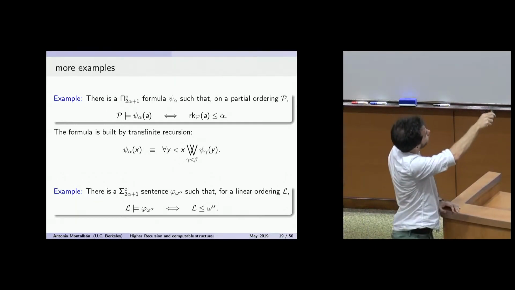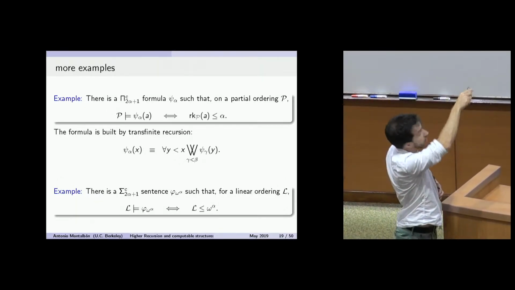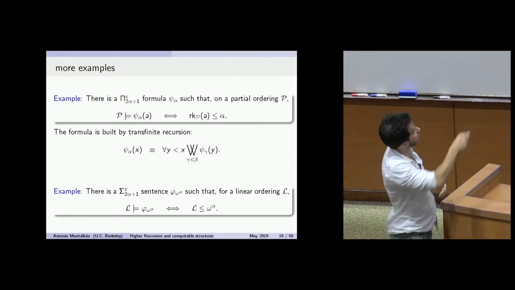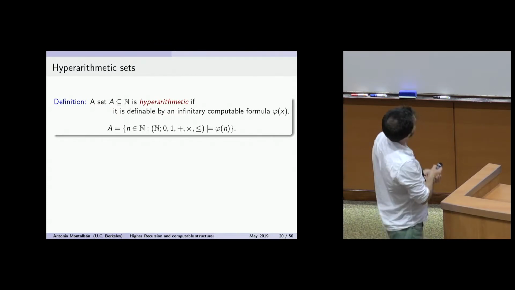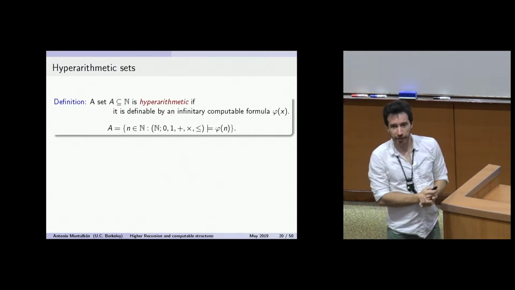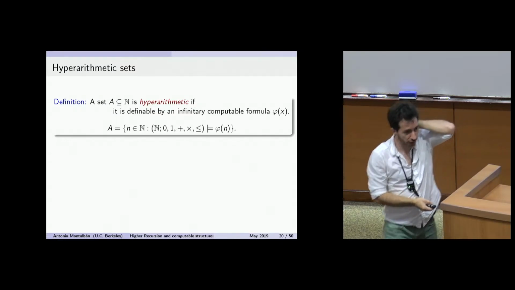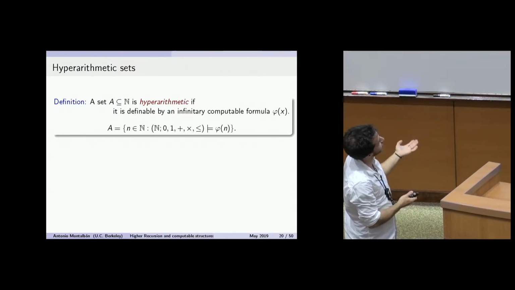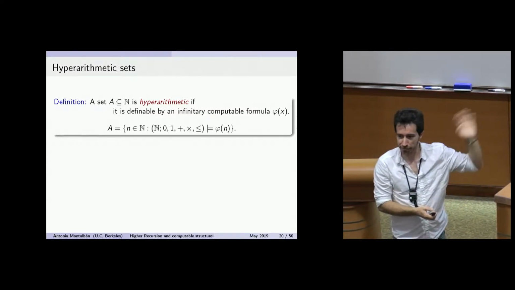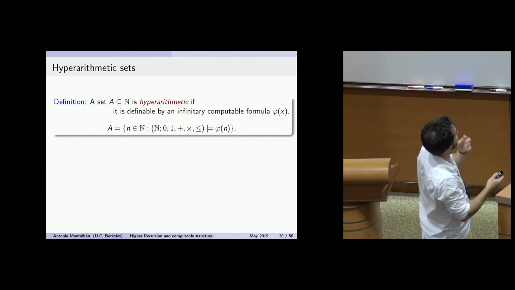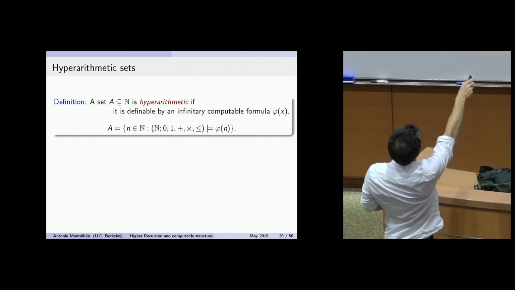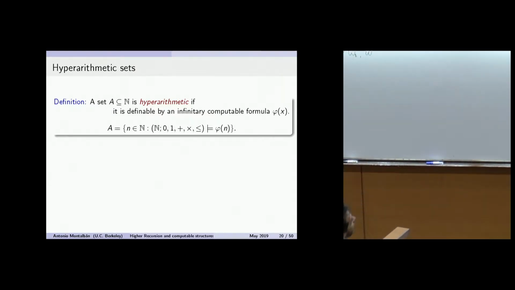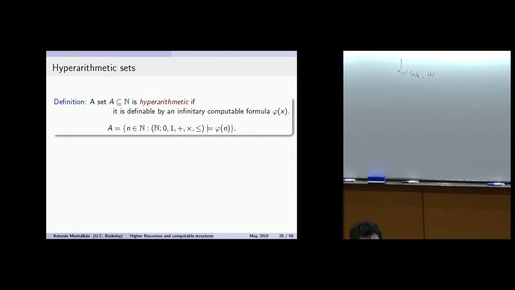So here you can see how these formulas now have a much higher rank than the ones we had before. Okay, so here's the definition of hyperarithmetic sets. I think this is probably the first definition that someone thought of for hyperarithmetic sets, except that it wasn't, because Ash was the one who defined computable infinitary formulas in the 90s. So I say that a set is hyperarithmetic if it's definable by an infinitary computable formula in the natural numbers.